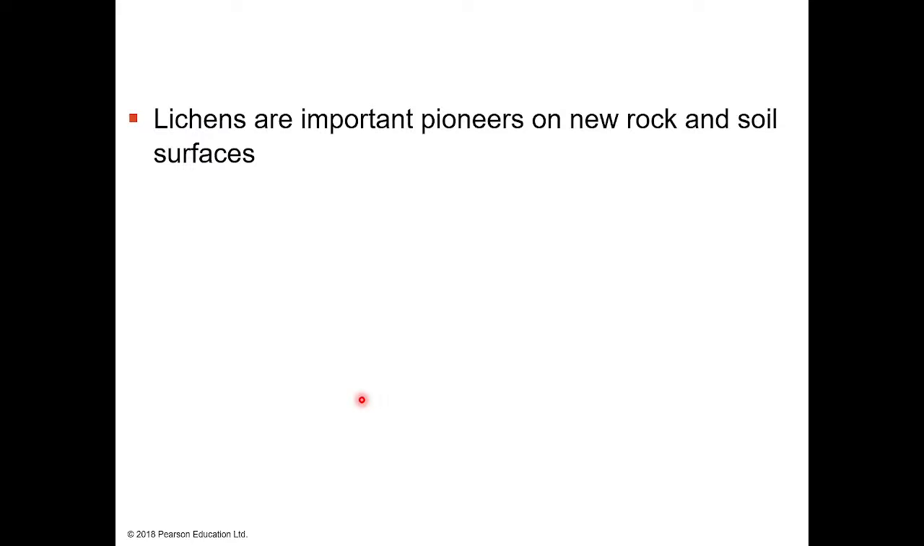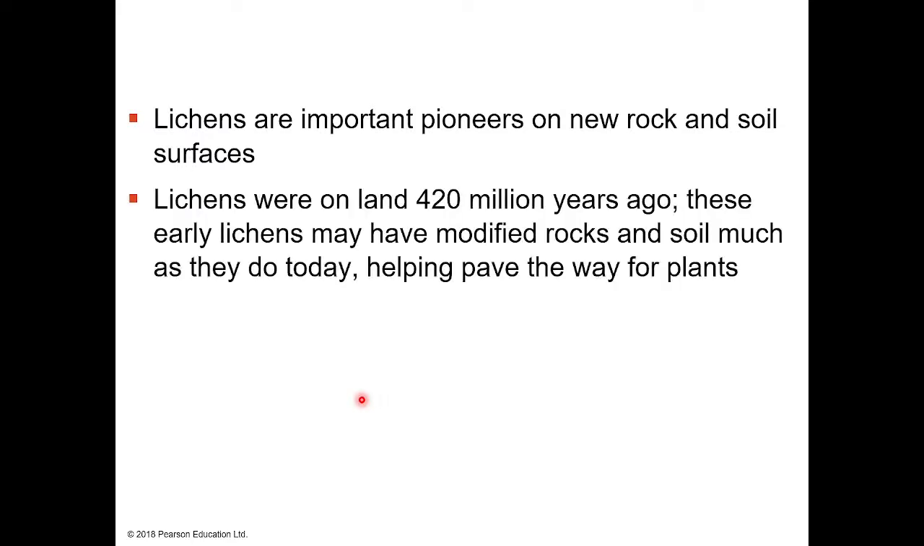Lichens are important pioneers on new rock and soil surfaces. Lichens were on land 420 million years ago. These early lichens may have modified rocks and soil much as they do today, helping pave the way for plants.